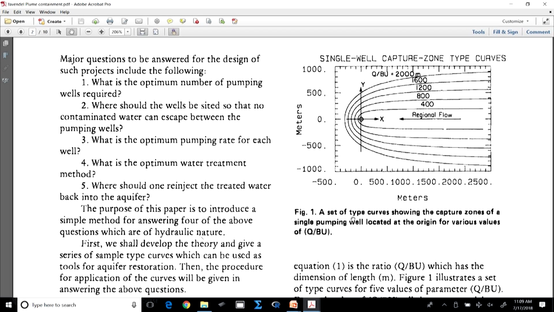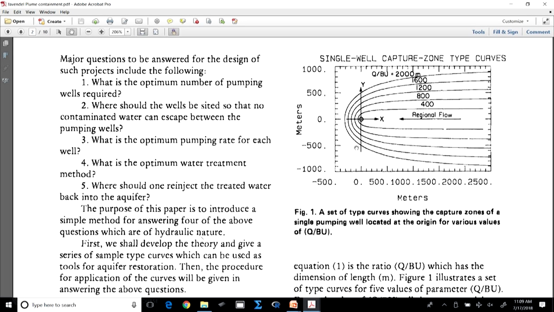So, here we have a set of type curves showing the capture zones for a single pumping well located at the origin for various values of Q by BU, let us say. Q is the flow rate, B is the aquifer thickness, U is the velocity of groundwater flow, and let us say this is the groundwater flow direction.